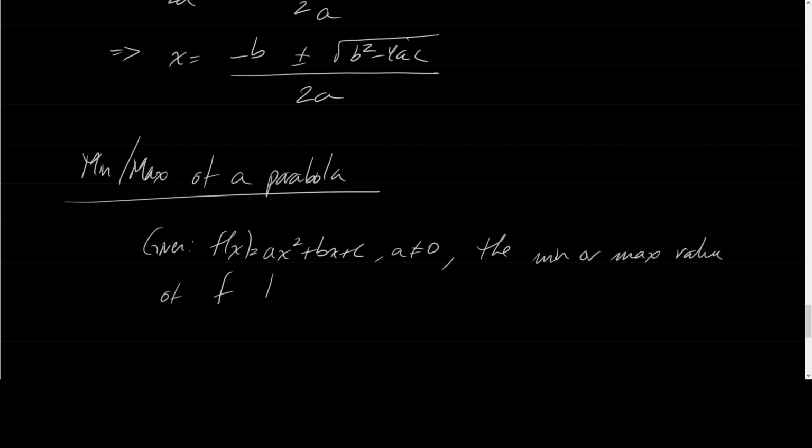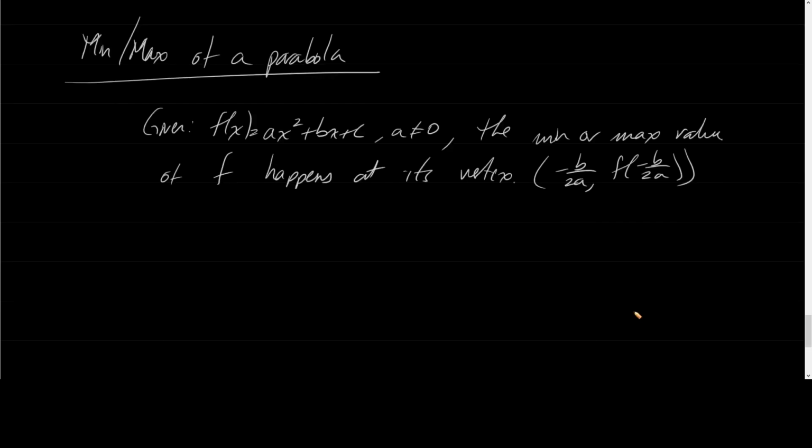of f happens at its vertex. In other words, at the point negative b over 2a, comma, f of negative b over 2a. All right. Now, if a is greater than 0, so if we have a positive leading coefficient, we know it's this, so this would give us a minimum, right? And if a is less than 0, we would have a vertex facing downwards like that, which would give us a maximum.